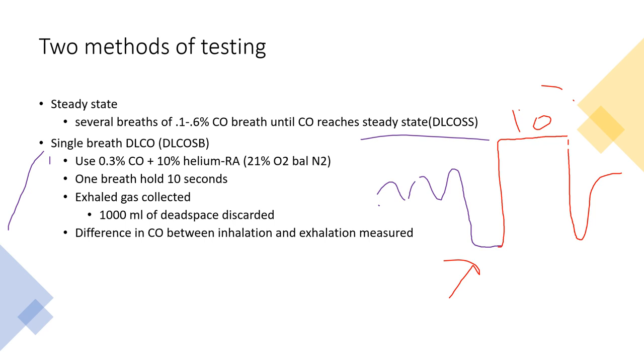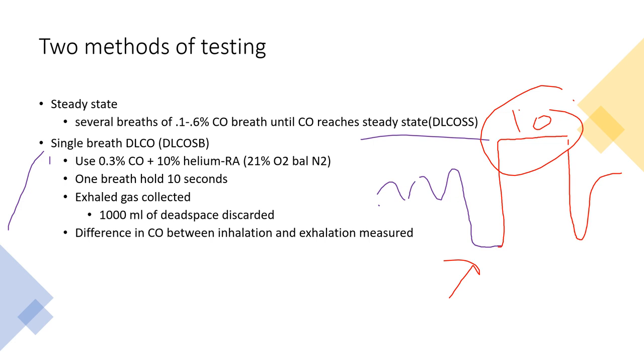And when we know how much carbon monoxide we gave them, we're going to look at how much they exhaled. If they exhaled hardly any carbon monoxide, that means they have good diffusion. If we gave them 0.3% carbon monoxide and they're exhaling 0.3% carbon monoxide, that means hardly any of the carbon monoxide got diffused. That means their diffusion is poor, right?